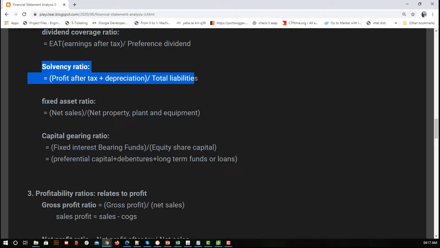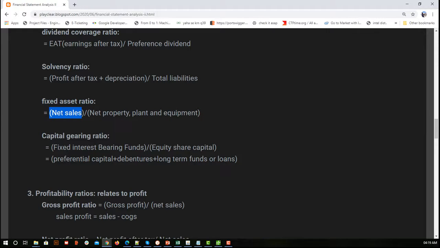Okay, next the fixed asset ratio. So here we have net sales and net property, plant and equipment. So how are we going to interpret it? We can say that an organization has this much property, plant and equipment. So whatever value we have in our denominator, that is our net property, plant and equipment. So out of this asset, if I am able to generate this much sale, based on that I can consider how efficiently an organization is using its assets to generate sales.